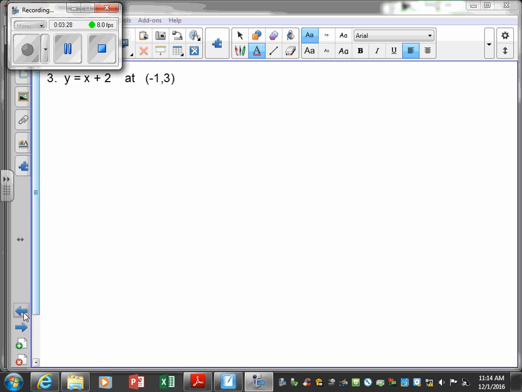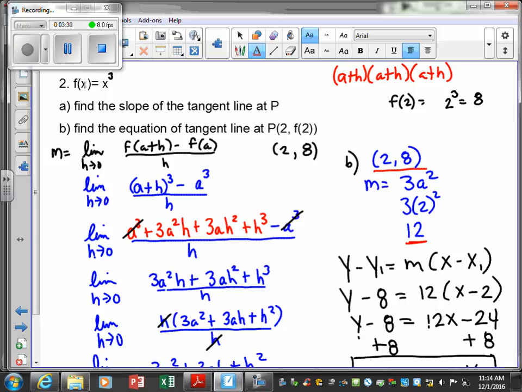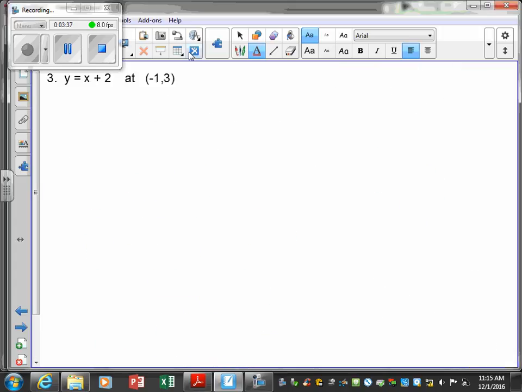Okay, we're going to do the same thing with this one. Our new function is going to be x squared plus 2, but we're going to find the slope of the tangent line and find the equation of the line at this point. So this is actually y equals x squared plus 2. And we want to calculate the equation at the point negative 1, 3.